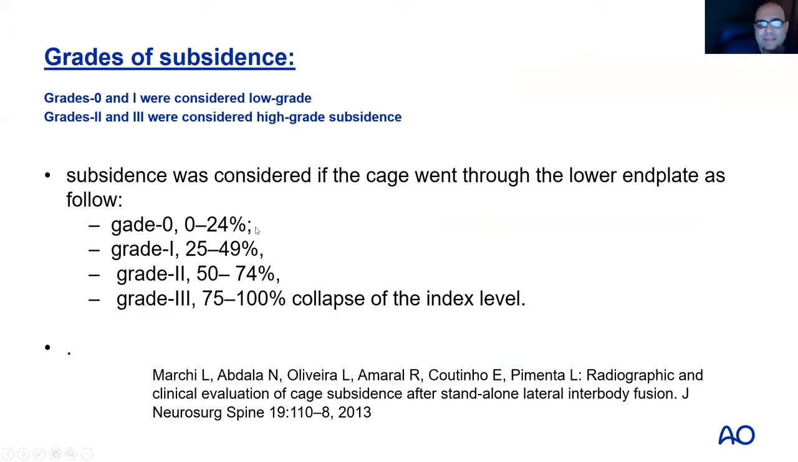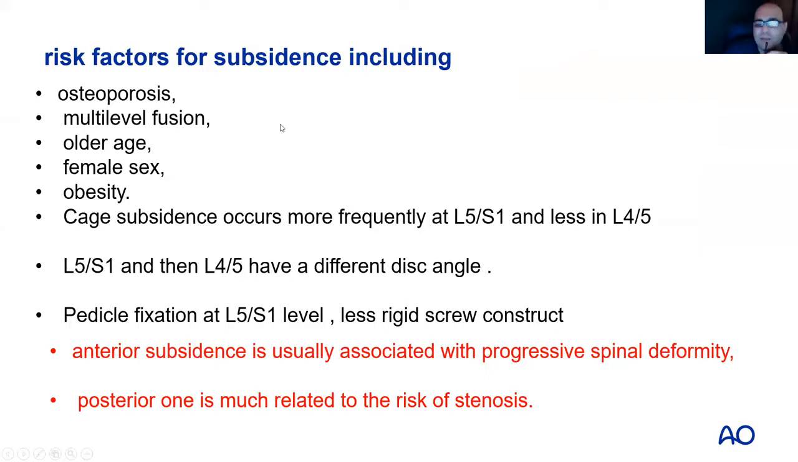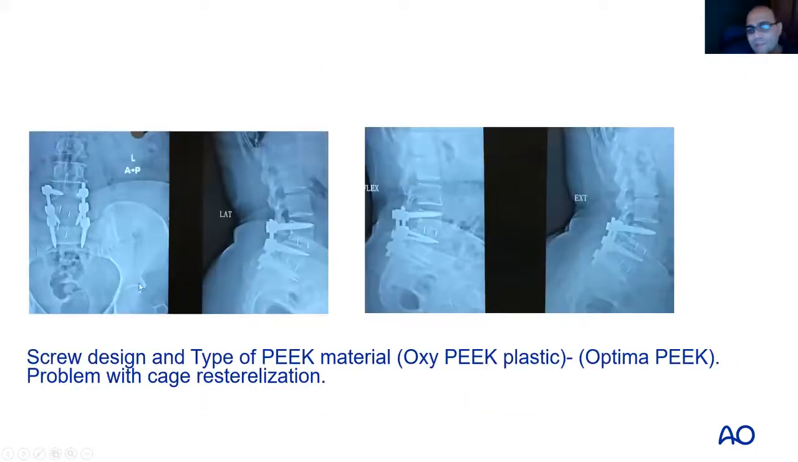The scientists classify the subsidence according to the grade of sinking inside the vertebral body into 4 types. Grade 0 is from 0 to 24, from 25 to 49 is grade 1, from 50 to 74 is grade 2, and grade 3 is more than 75%. And the risk factors, as we stated during this presentation: osteoporosis, multi-level fusion, older age, female sex, obesity. And they stated that L4-5 and L5-S1 have higher levels of cage subsidence due to the biomechanics at these levels. And I'd like to come back to my cases.